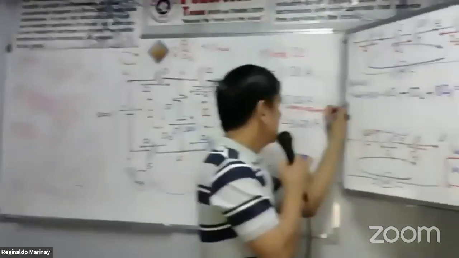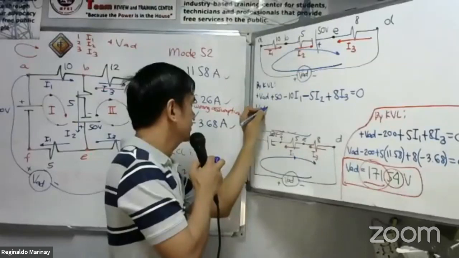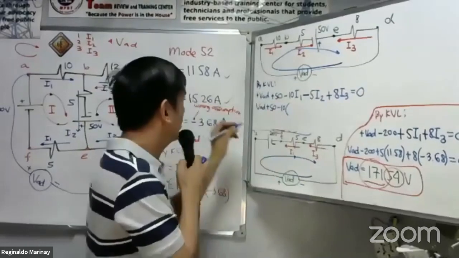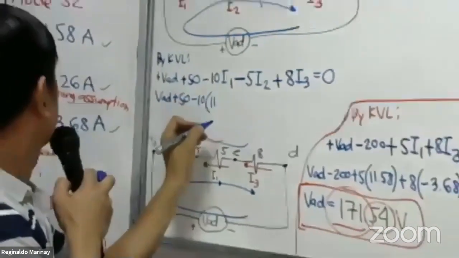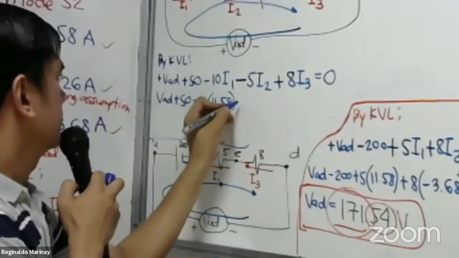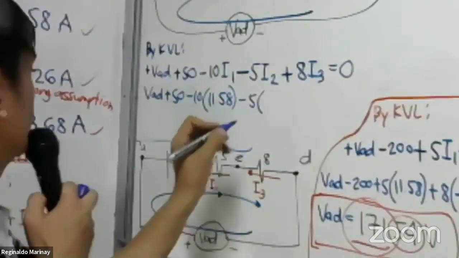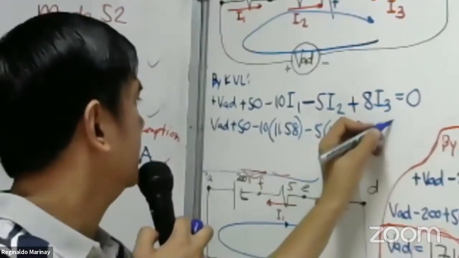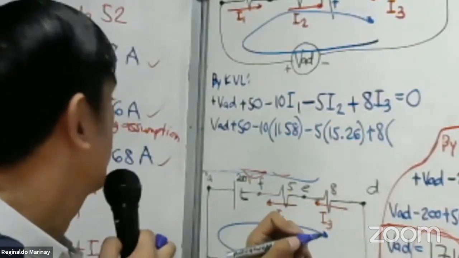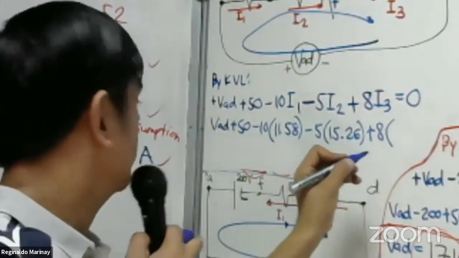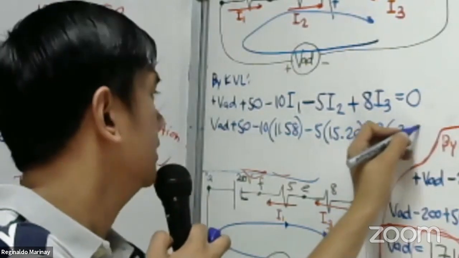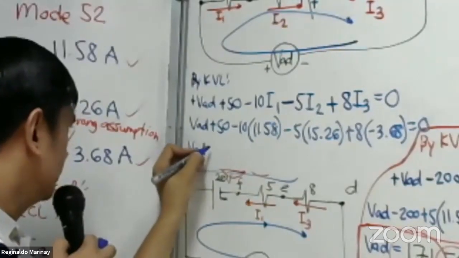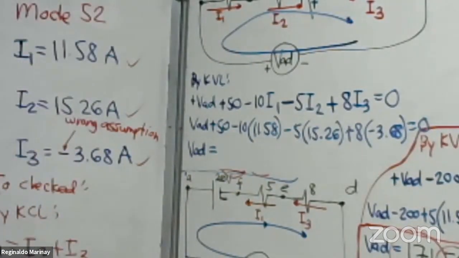So we have here VAE. Let us just substitute plus 50 minus 10 times I sub 1. What is I sub 1? 11.58, minus 5 times I sub 2, 15.26, plus 8 times I sub 3, negative 3.68, that is equal to 0. Okay, let us solve. How much is this?